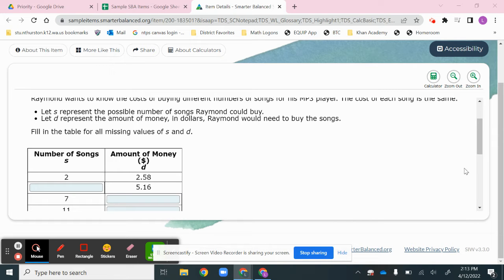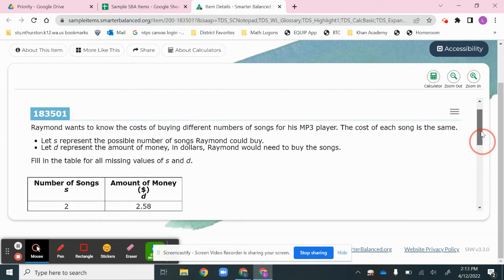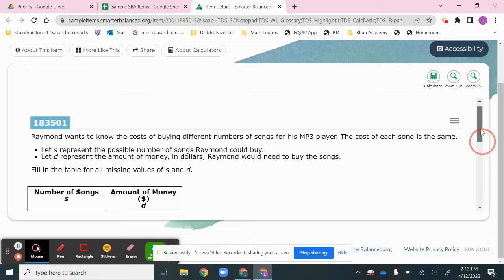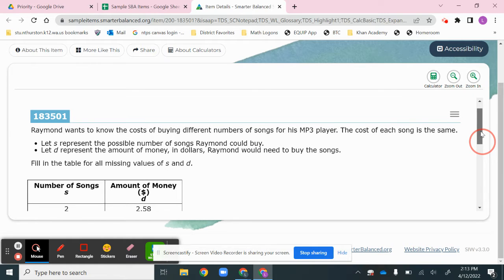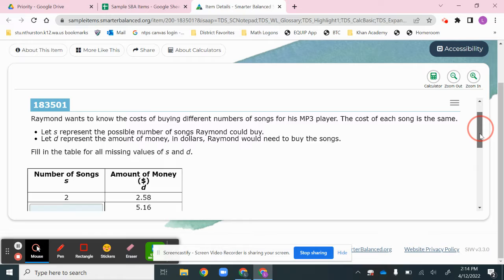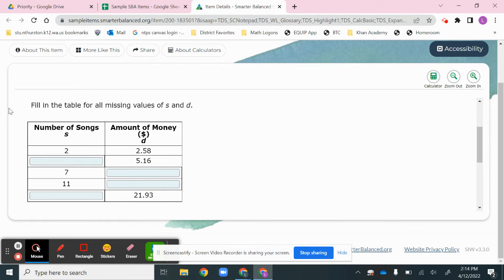Hey, and we're back. And now we have a problem about ratio tables. Hopefully, you're getting familiar. So let's look at what we've got for accommodations. Oh, we have a tutorial, and the tutorial is really about how do you fill in these, how do you fill in the table?